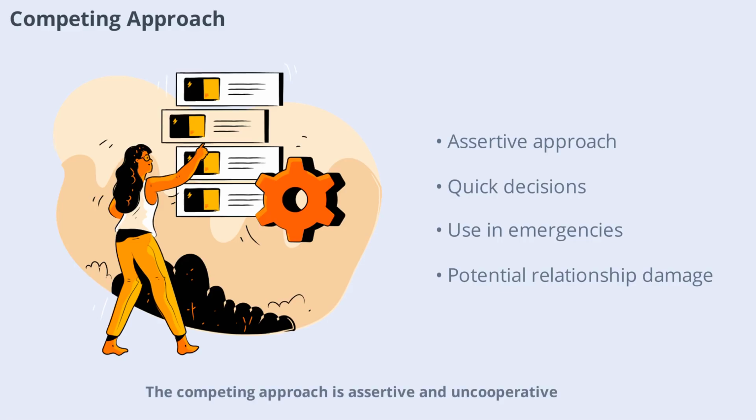The competing approach is assertive and uncooperative, focusing on winning the conflict at the expense of others. It's appropriate when quick, decisive action is needed, such as in emergencies or when enforcing rules.